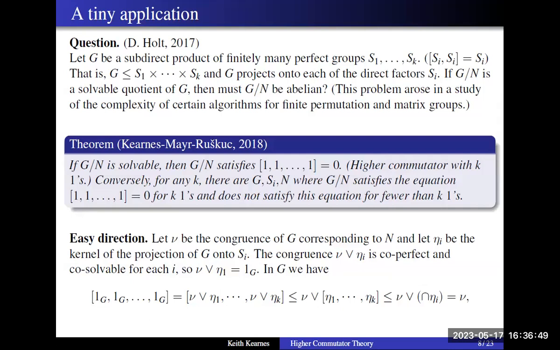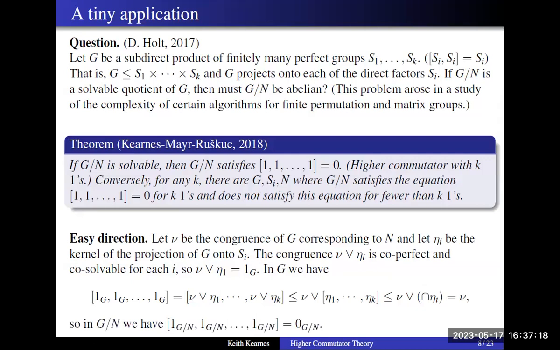By the way, Derek Holt, we told him about this, and he did some Magma computations, and he found the first example when K is 2 has like 10 to the 15 elements in it somehow, that you really can find a solvable quotient which is not abelian. It's going to have one commutator 1 is 0 with, yeah, right. Okay, maybe my K is off by 1.